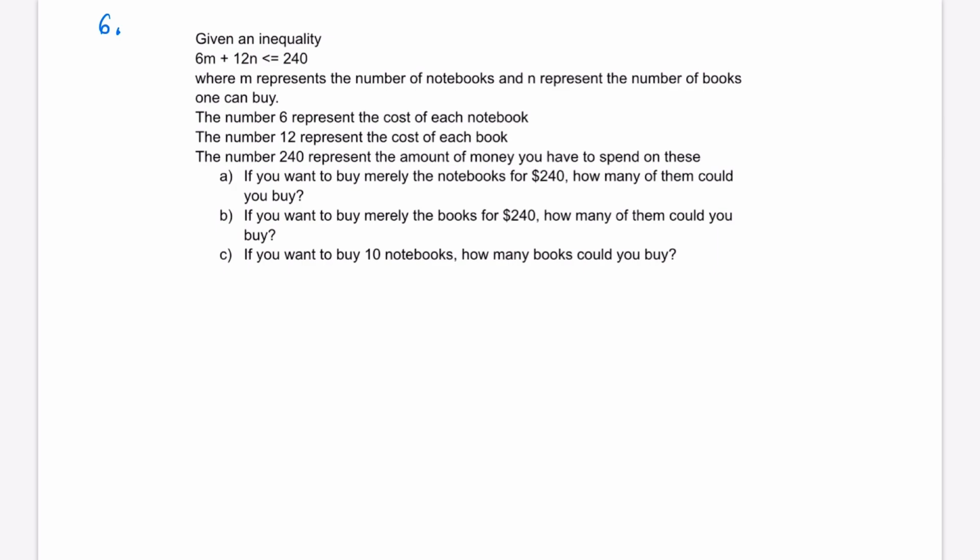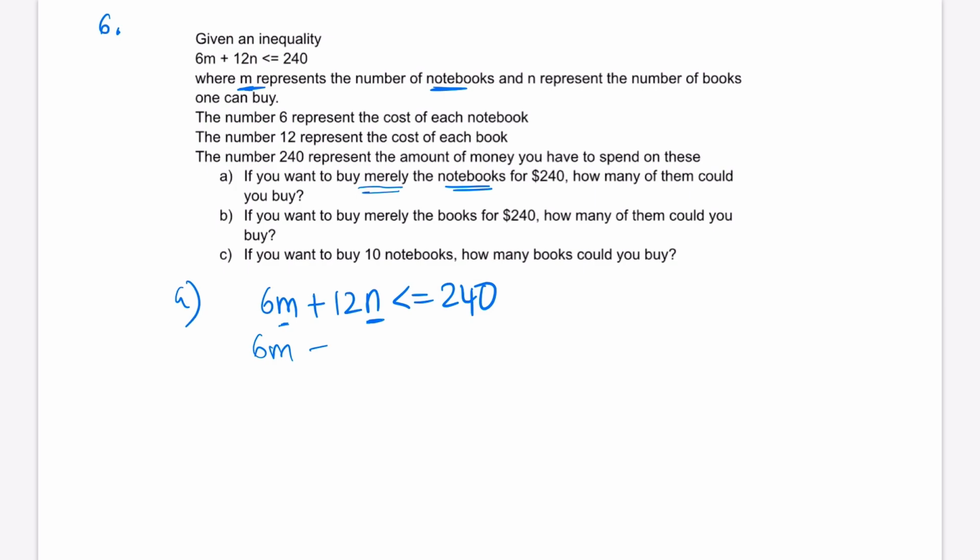Alright, now let's do the first problem here. The first problem is, if you want to buy merely the notebooks for $240, how many of them could you buy? What's the maximum amount that you could buy? Okay, this is given: 6m plus 12n is less than or equal to 240. If you want to buy merely the notebooks, notebooks are represented by m here. If you want to buy merely the notebooks, that means you are not buying any books, so n is 0.